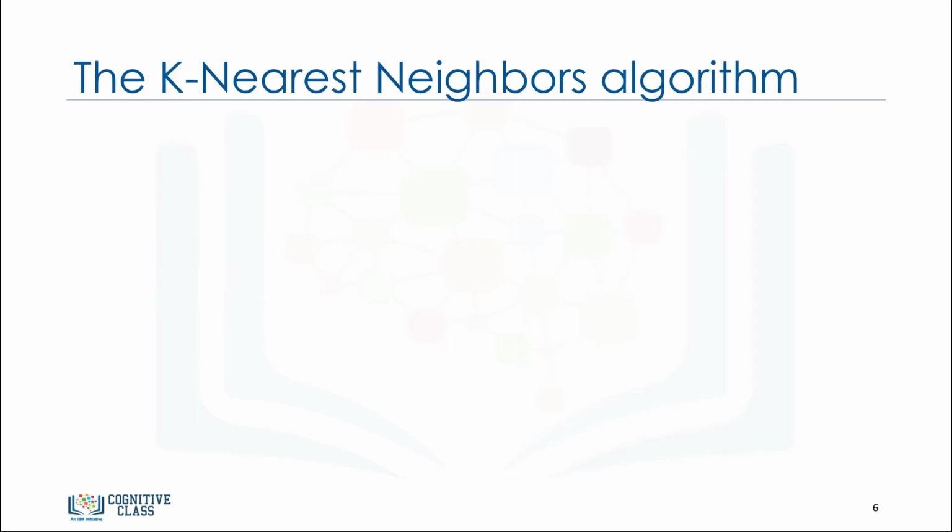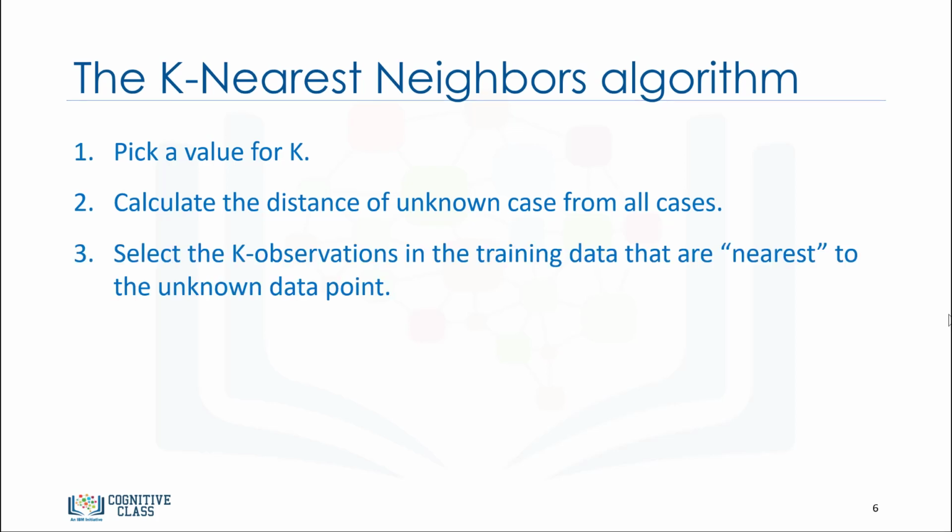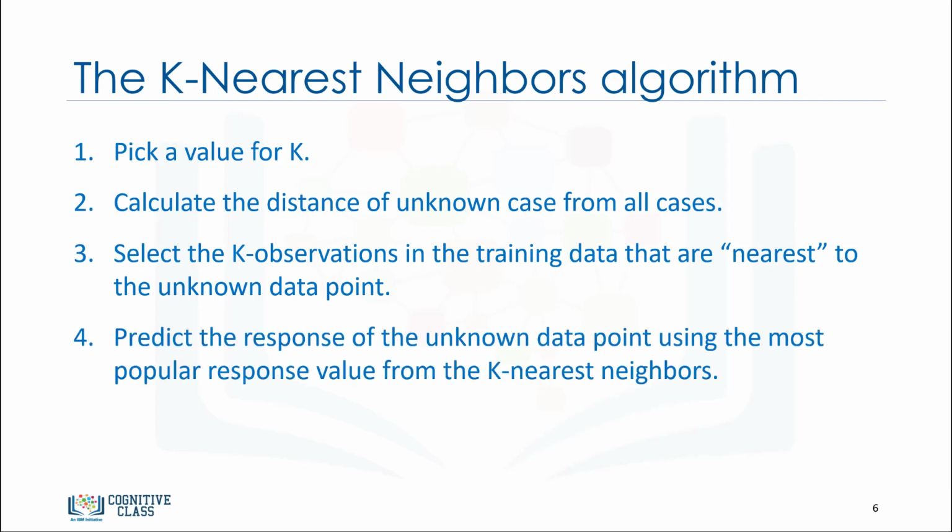In a classification problem, the K-Nearest Neighbours algorithm works as follows. 1. Pick a value for k. 2. Calculate the distance from the new case, hold out from each of the cases in the dataset. 3. Search for the k observations in the training data that are nearest to the measurements of the unknown data point. And 4. Predict the response of the unknown data point using the most popular response value from the K-Nearest Neighbours.